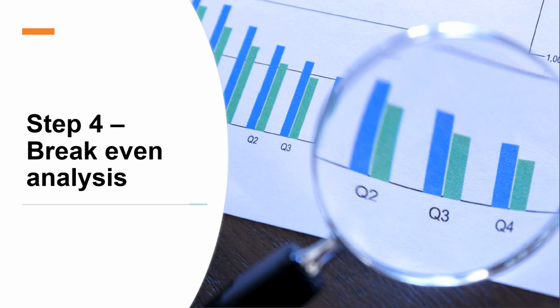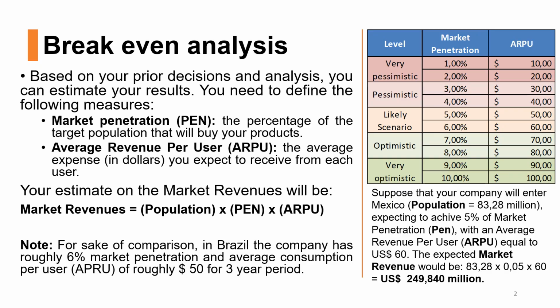Now that you have set your strategic decisions, it's time to test whether your business can be profitable under different market conditions. This process is known as break-even analysis, and what you should check in this step is how many customers you need to acquire and how much each customer should spend on your products to reach profitability. Basically, you can try and test different levels of market penetration and average revenue per user that will be used to check if you can achieve profitability with that assumption.